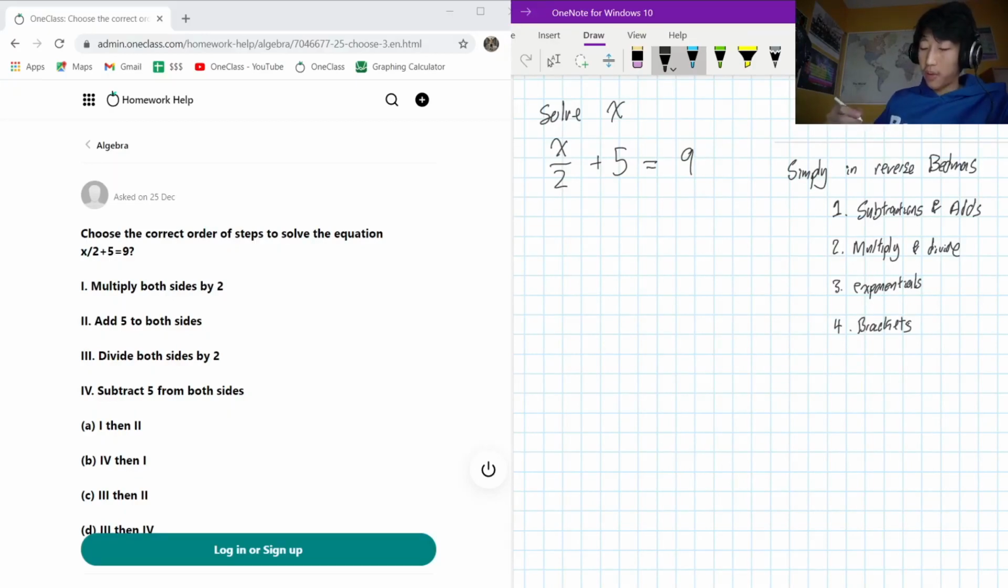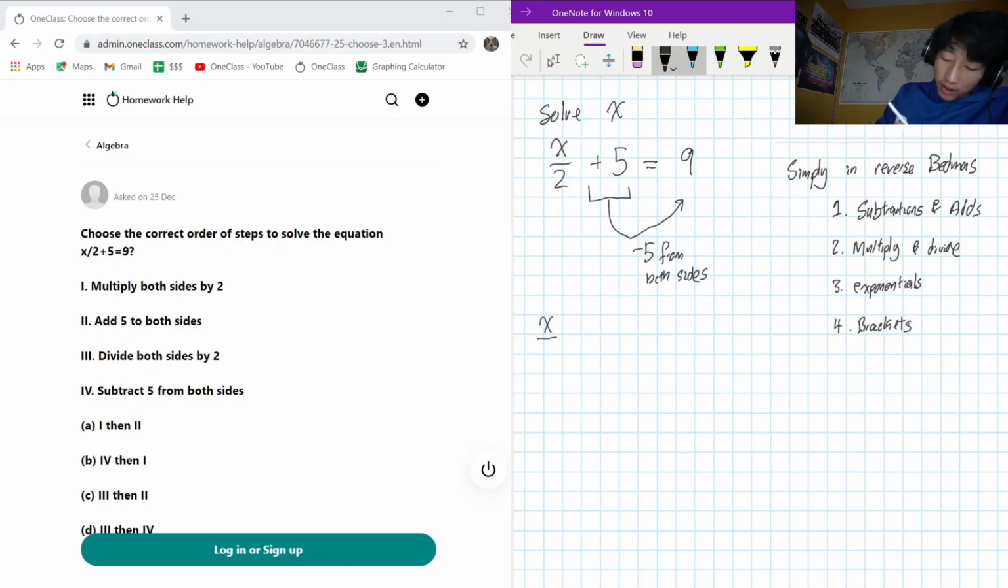Okay, so following this reverse BEDMAS process for simplification: the opposite of evaluation is getting the answer, simplification is isolating the stuff. So to isolate the stuff, you're going to want to do the reverse BEDMAS. The first one that we want to do is bring this to the other side by subtracting 5 from both sides.